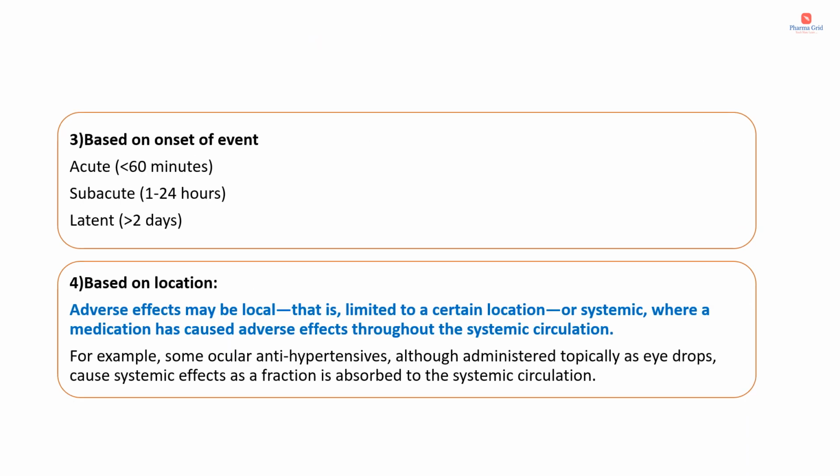Next one, based on the onset of event, ADRs can be classified as acute, subacute and latent. Acute means occurs within 60 minutes. Subacute means the ADRs that occurs within 1 to 24 hours, and latent means greater than 2 days. Next one, based on the location. Based on the location, ADRs can be classified as local and systemic. Adverse effects may be local, in the sense limited to a certain location, or systemic, where a medication has caused adverse effects throughout the systemic circulation. For example, some ocular antihypertensives, although administered topically as eye drops, cause systemic effects as a fraction is absorbed to the systemic circulation.